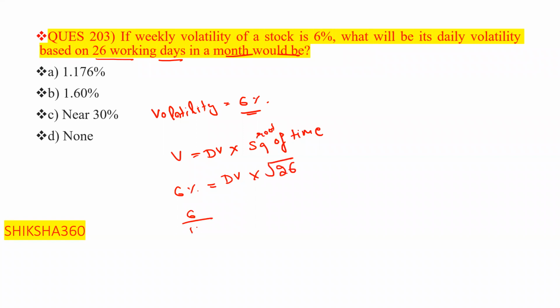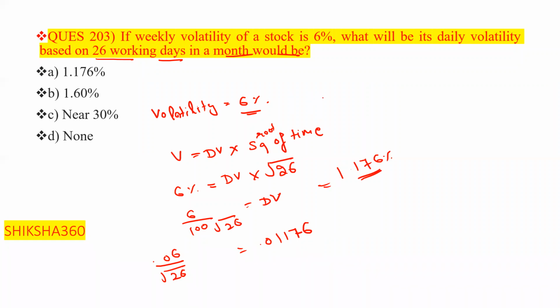So 6 upon 100 upon root 26 is equal to daily volatility. When we calculate this, first of all 6 divided by 100 gives 0.06, upon root 26. So we will get 0.01176. When we convert into percentage, we get 1.176%. So option number A is the correct answer.